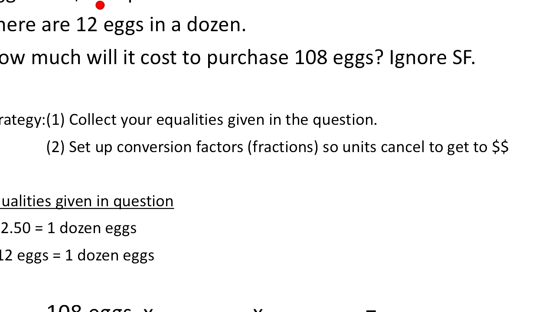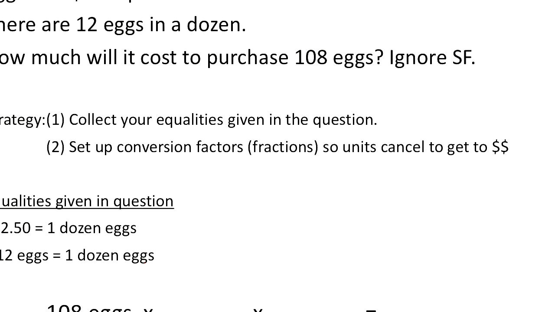Eggs cost $2.50 per dozen. So I wrote this equality that 1 dozen eggs equals $2.50. All right, that's my first equality that I can use. The next sentence is there are 12 eggs in a dozen. So there's my next equality, 12 eggs equal 1 dozen. And so now the question proposes how much will it cost to purchase 108 eggs.